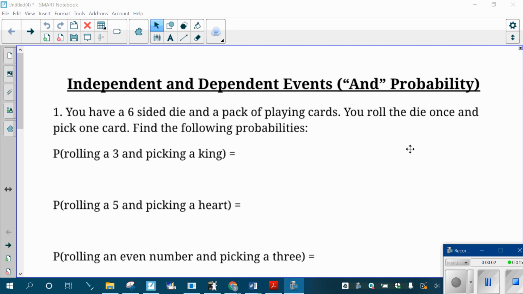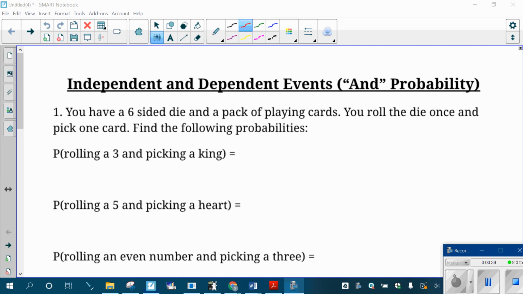Everybody, Mr. Covey here, and today I want to talk about independent and dependent events, okay? What we're really going to talk about today is, instead of just asking the probability of one event, one thing happening, we're going to start asking the question, what's the probability of this and also this happening? So we're going to run through a couple examples because there are two ways that you can have two events come together. One of them is called independent, one of them is called dependent.